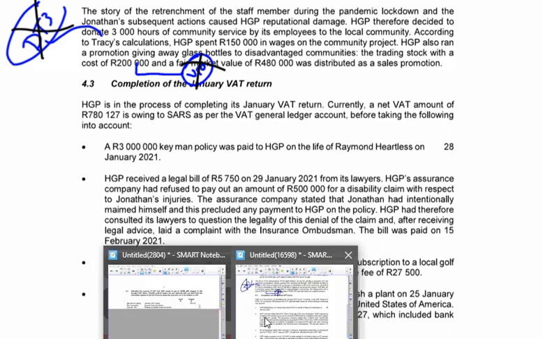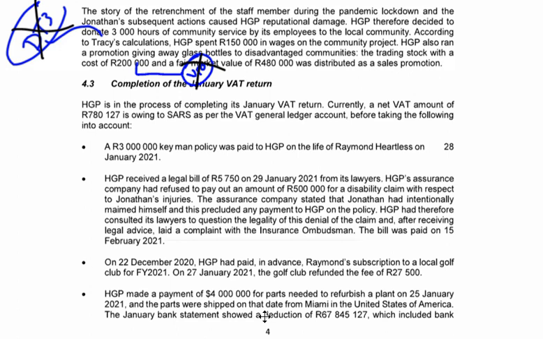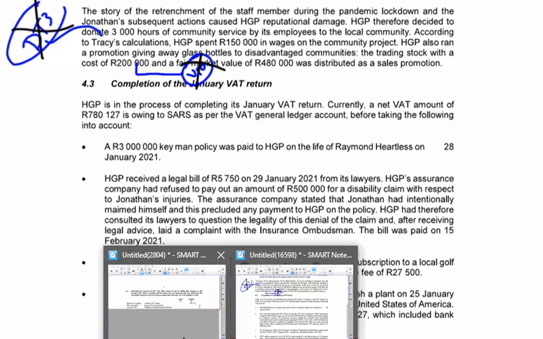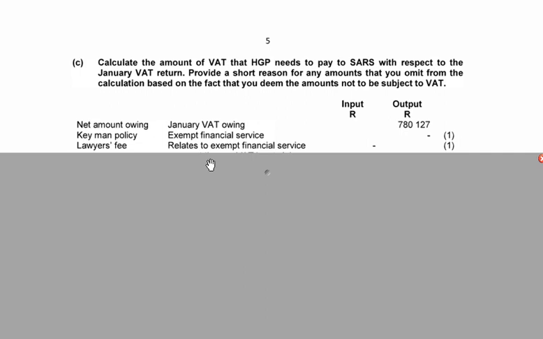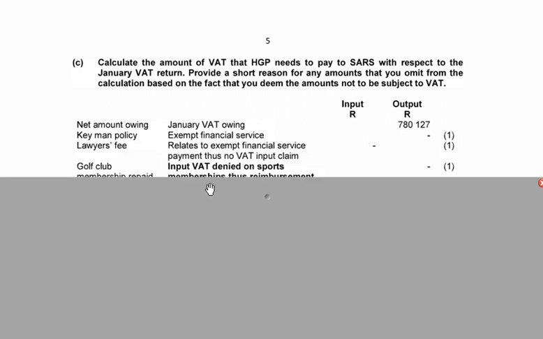Okay, what would happen with a golf club membership? Input VAT would be denied. So when they refund us, we didn't claim VAT when we got it. We're not going to have any output VAT when we get the fee back.